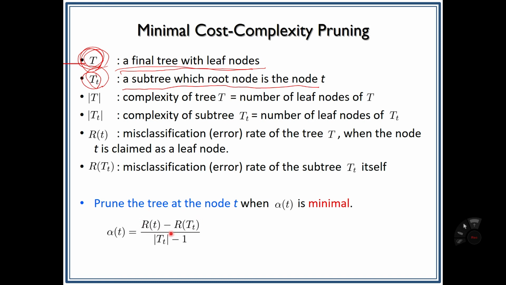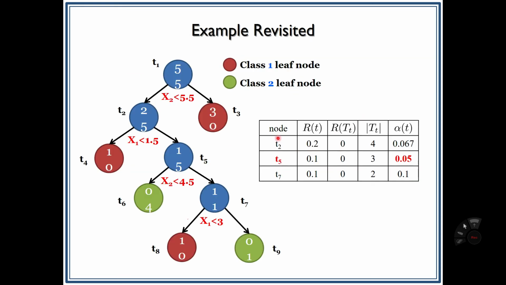Okay, this numerator part means that. So from this example, this one is the fully grown tree, and we named each of the nodes T1 to T9. This one is T1, T2, T3, 4, 5, 6, 7, 8, 9.